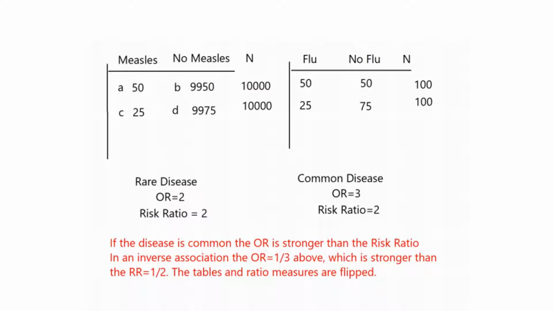Okay, so here we have two sets of 2x2 tables. On the left side, I'm looking at measles versus no measles to give you an example of a rare disease scenario. And on the right side is a 2x2 table where we're looking at a more common disease, and I'm giving the example of the flu. Now, these numbers are all just made up to illustrate the example that in a rare disease scenario, your odds ratio is going to be pretty much the same as your risk ratio. So rounding up, the odds ratio is 2. The risk ratio is also 2. And when you're looking at a common disease, the odds ratio can be very different from the risk ratio.